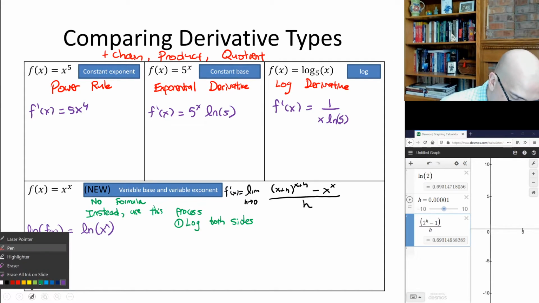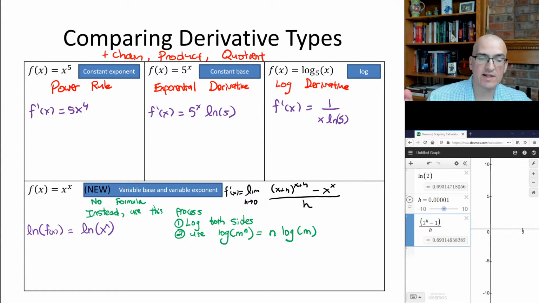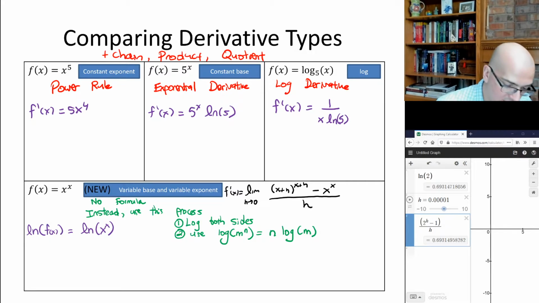Step 2: use log of m to the power of n equals n times the log of m. So we have to use that property. We're going to use that on the right hand side. I'm going to bring the power down in front. In this case, the power is x, but it could be anything. So ln of f of x equals x times the ln of x.